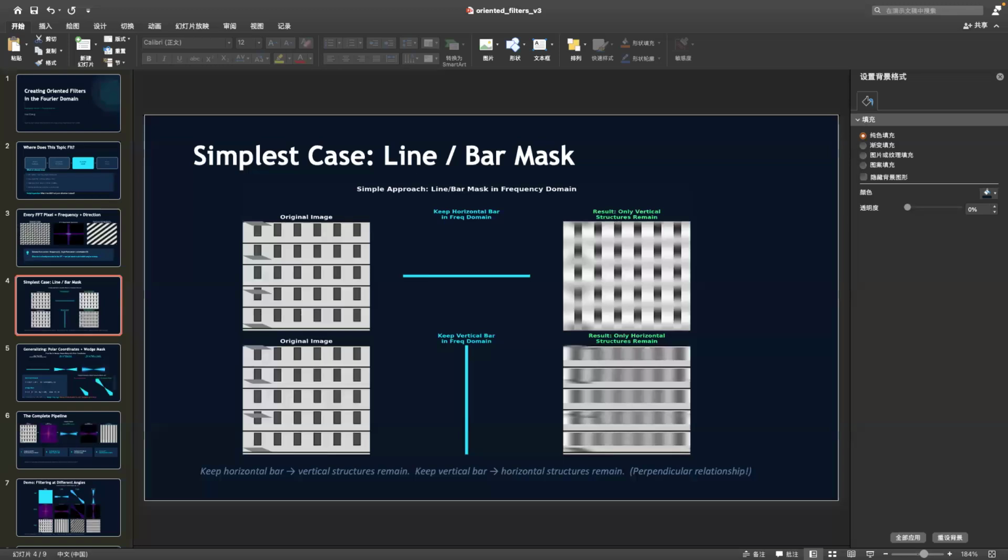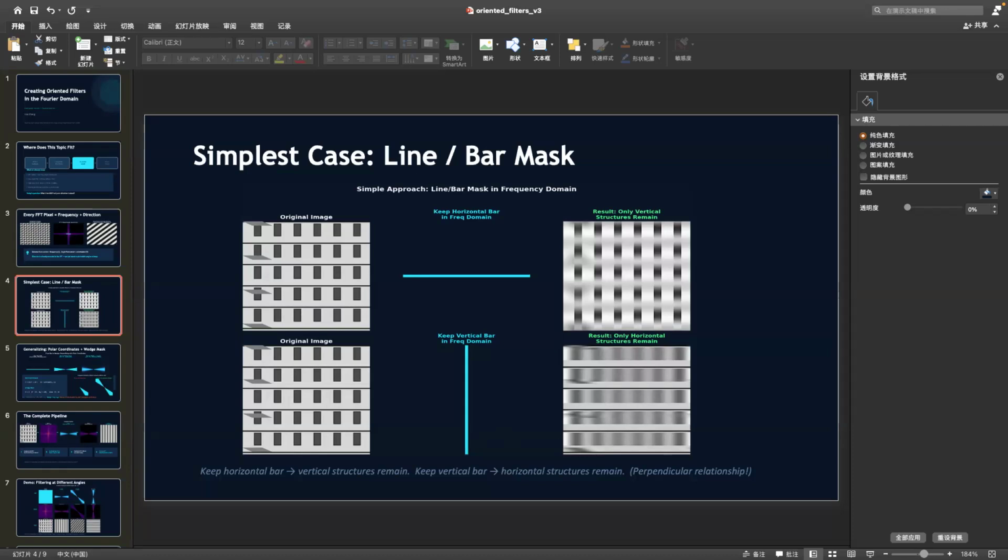Let's start with the simplest oriented filter, which is actually what the professor showed in last class. Remember when he talked about zeroing out a horizontal bar in the frequency domain? The horizontal bar in the FFT contains the frequency components responsible for vertical structures in the spatial domain. That is because of the perpendicular relationship: vertical edges have the intensity change in the horizontal direction, so they show up as a horizontal frequency.